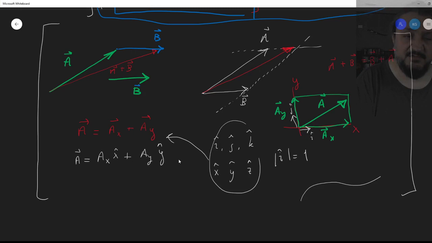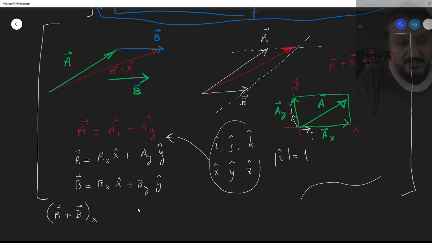When you add two vectors, say if you write B also in this manner, that will be Bx x hat plus By y hat. When you think about A plus B, well, this vector will also have an x component, and that is nothing but Ax plus Bx. All right. So you add the components separately. Same thing applies to subtraction. If you subtract B from A, you're going to subtract the x component of B from the x component of A.